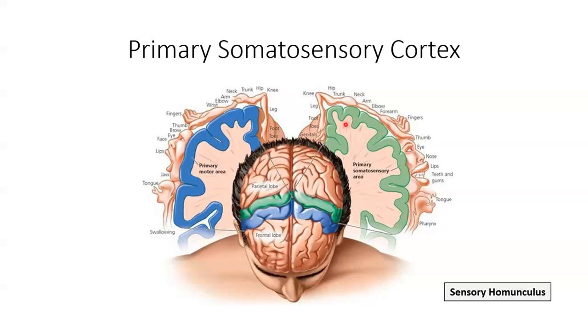Now, this map is what allows you to pinpoint the exact location where somatic sensations originate. So for example, even with your eyes closed, you know exactly where to swat when a mosquito lands on your arm. You don't actually need to see that mosquito.